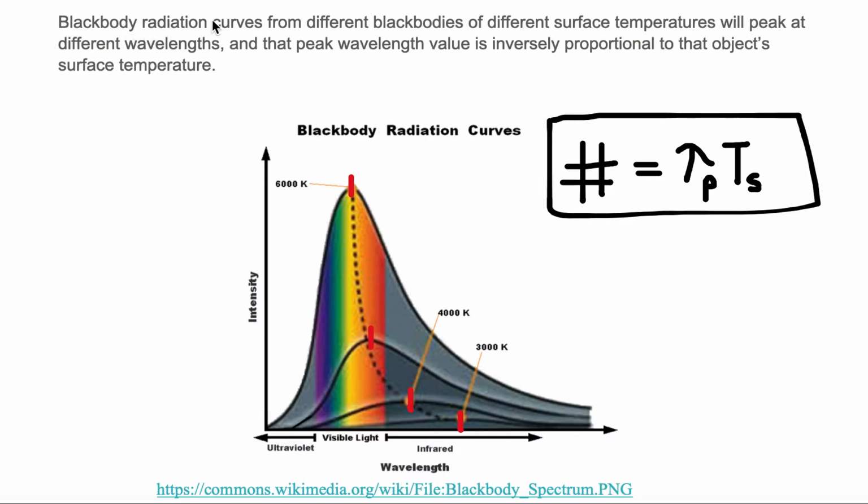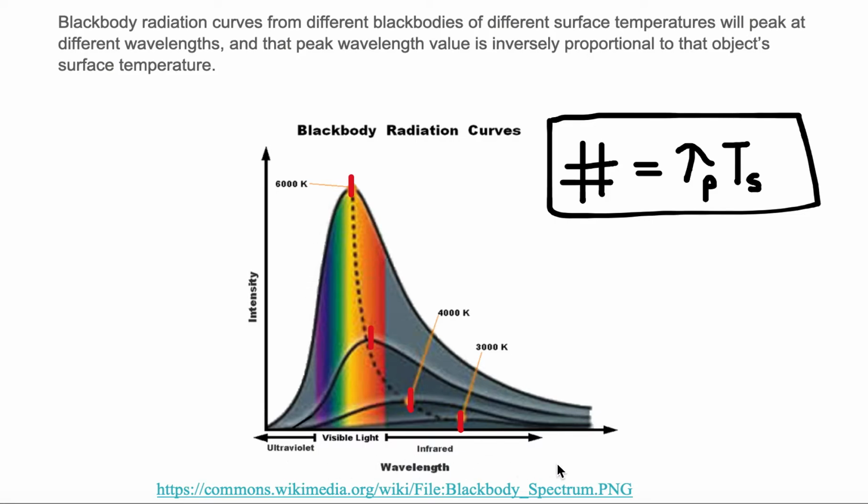First of all, we're looking for blackbody radiation curves from different black bodies of different surface temperatures. So let's say we're looking at 4 different stars. One star has a surface temperature of 3,000 Kelvin. The second star has a surface temperature of 4,000 Kelvin. The third star has a surface temperature of 5,000 Kelvin. And the fourth star has a surface temperature of 6,000 Kelvin. So we have 4 different black bodies, 4 different stars, of 4 different surface temperatures, and therefore we will have 4 different blackbody radiation curves, and each of them is outlined with a black line.